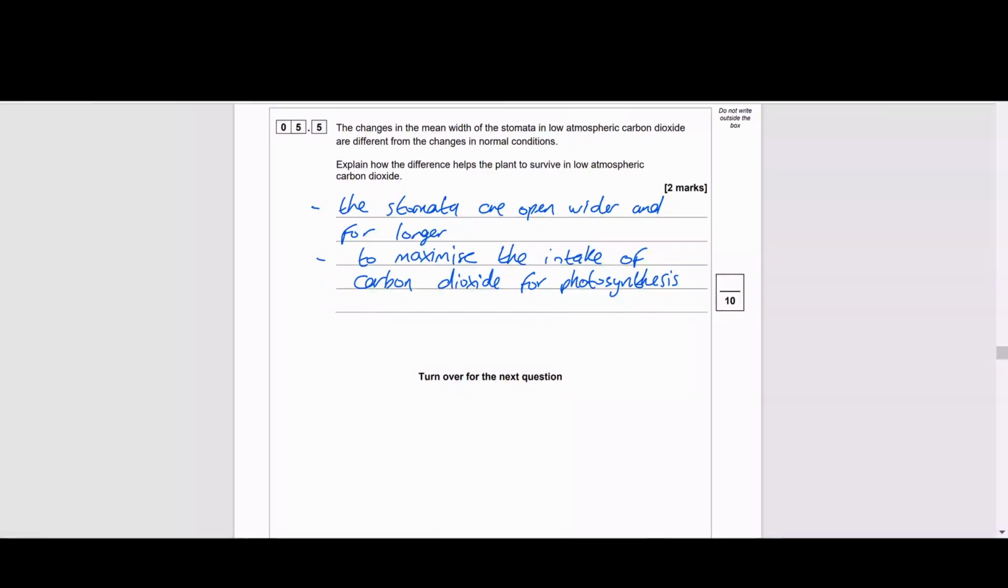This is part 2 of the walkthrough of the AQA GCSE Biology 2022 Higher Tier Paper 1.